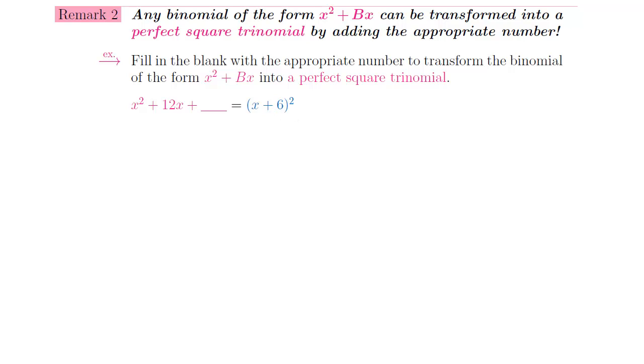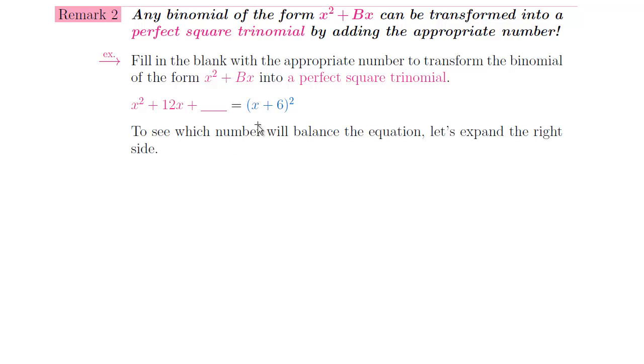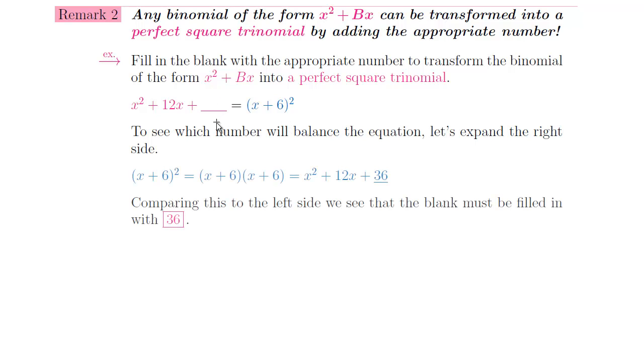Now, there's a couple ways we can determine what goes in the blank. One way is to look at the right side, expand it out, and that will tell us what we need to put in the blank. If we were to start with x plus 6 and square it, that would be equal to x plus 6 times x plus 6, which when multiplied out gives us x squared plus 12x plus 36. So it's clear that the number in the blank has to be 36.